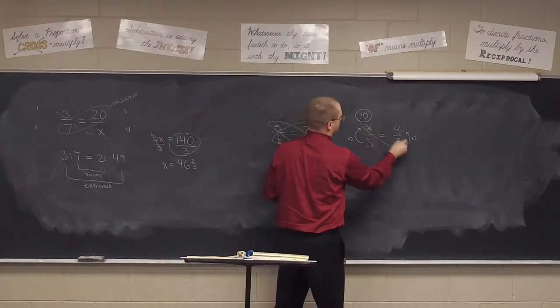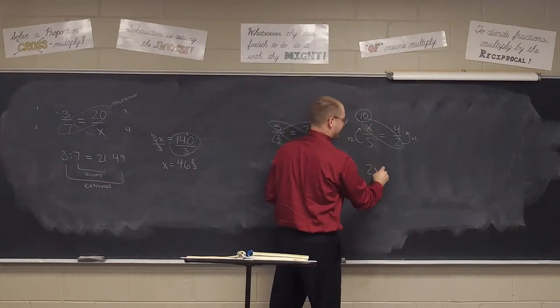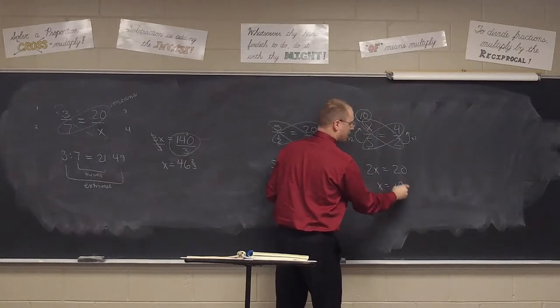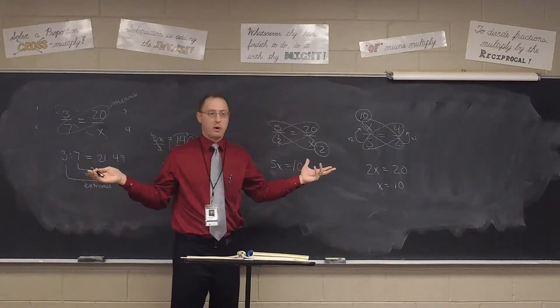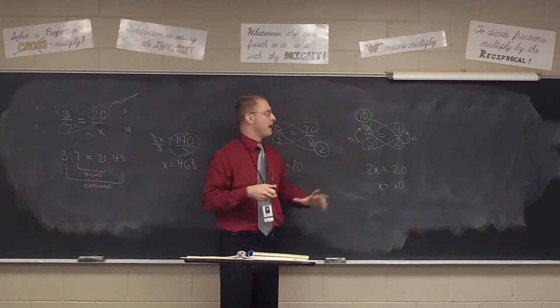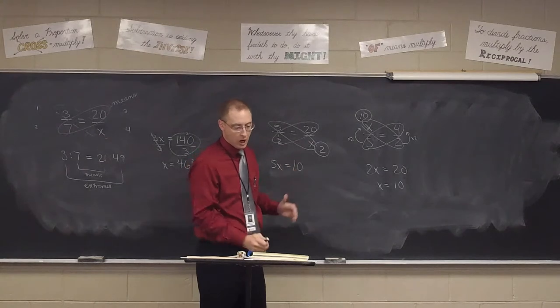Or you could cross multiply. 2 times x? 2x. 5 times 4? 20. x equals 10. Whichever method, right? So if you can see number patterns like I see them, man, you can get done with these in a hurry.